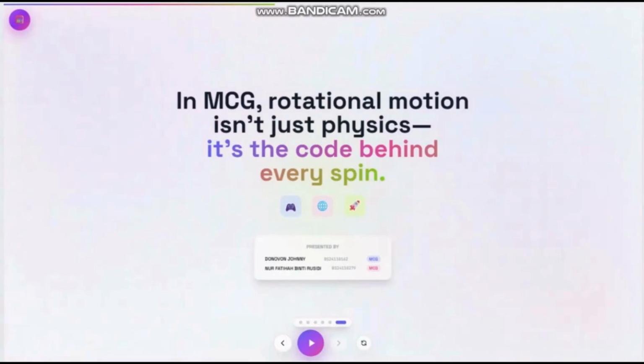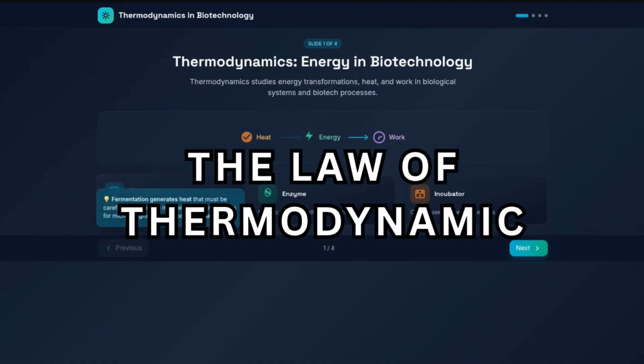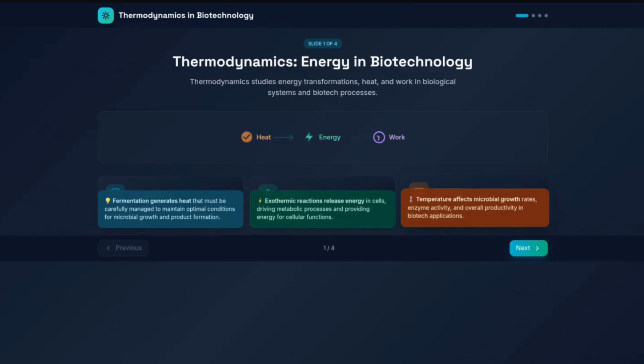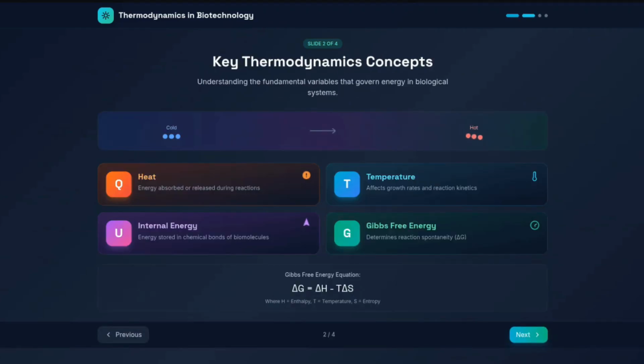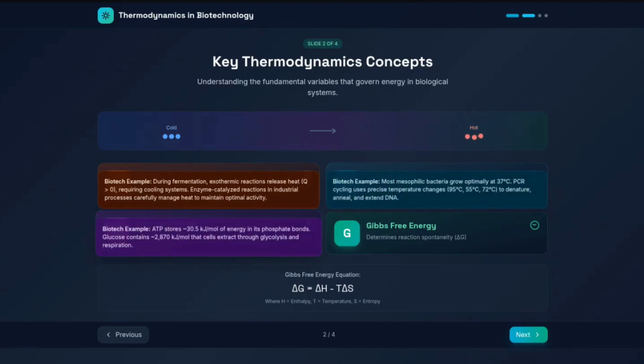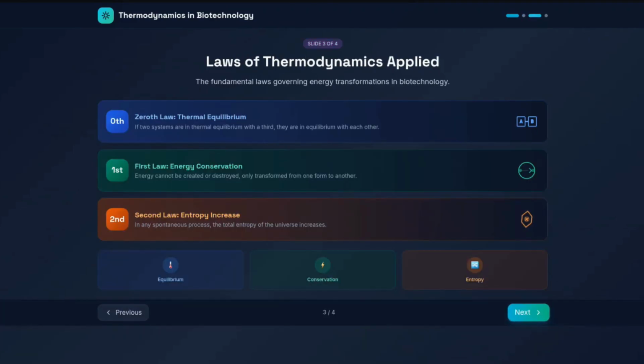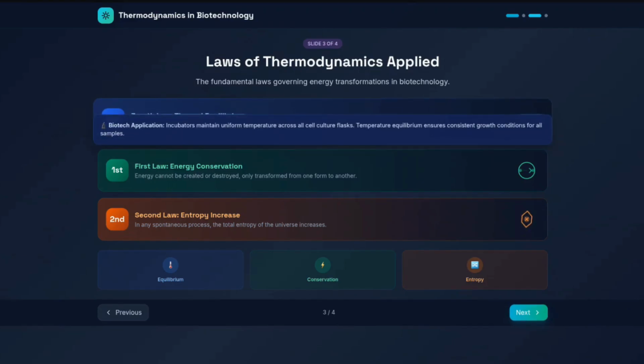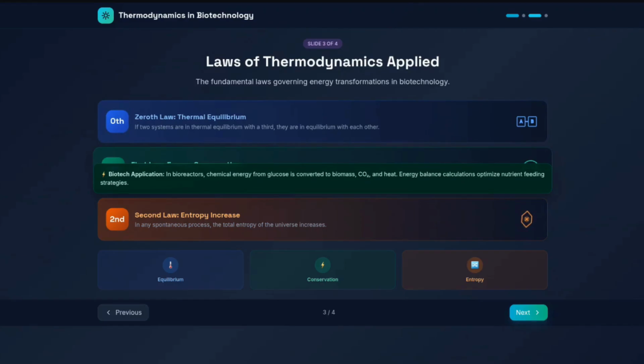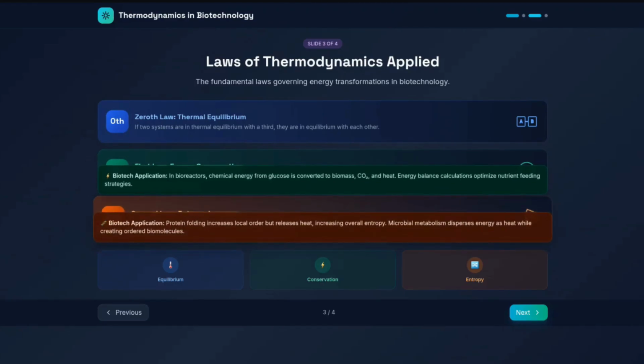Thermodynamics is the study of energy transformation between work, temperature, internal energy, and heat. There are a few key thermodynamic concepts that are important to note, which are heat, temperature, internal energy, and Gibbs free energy. The 3 laws of thermodynamics are fundamental in understanding thermodynamics. The 0th law states that when 2 systems are in equilibrium with a third, they are all in equilibrium with each other. The 1st law states that energy cannot be created or destroyed, only transformed from one form to another. The 2nd law states that in any spontaneous process, entropy of the universe will increase.